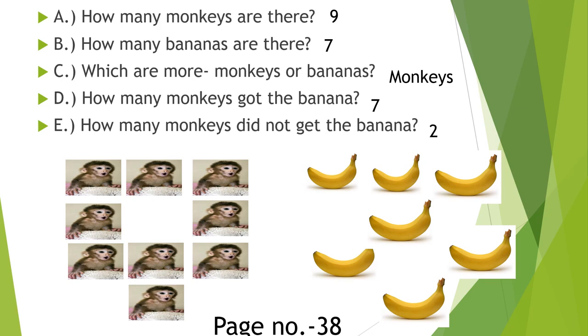And D part is how many monkeys got the banana? 7. How many monkeys got the banana? 7 monkeys got the banana.